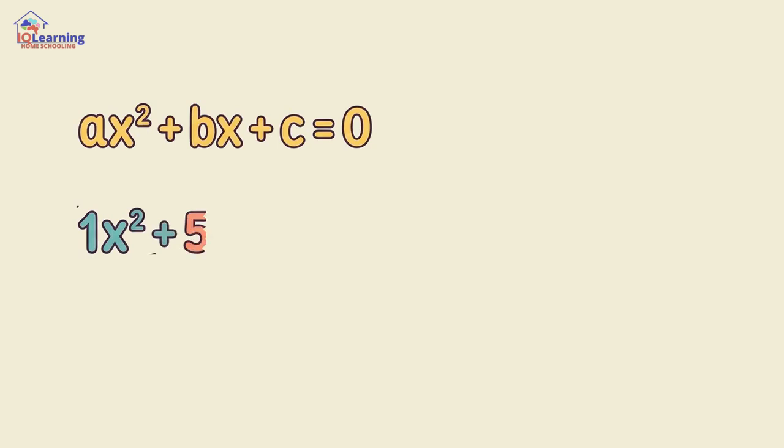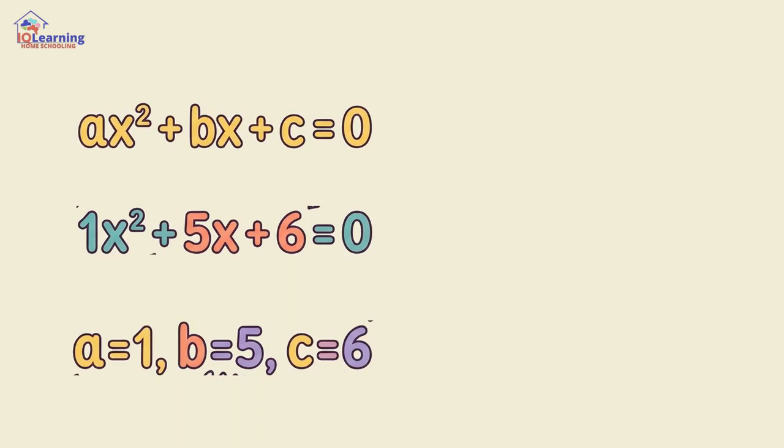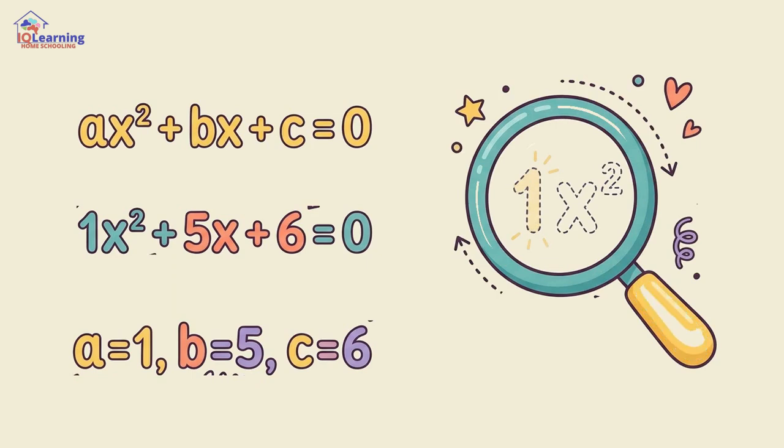Now compare that to our equation, x squared plus 5x plus 6 equals 0. The number attached to x squared is a, the number attached to x is b, and the constant number is c. So here, a equals 1, b equals 5, and c equals 6. A very common mistake is forgetting that a equals 1. There's no visible number in front of x squared, but there's always an invisible 1 there. This is really 1x squared.